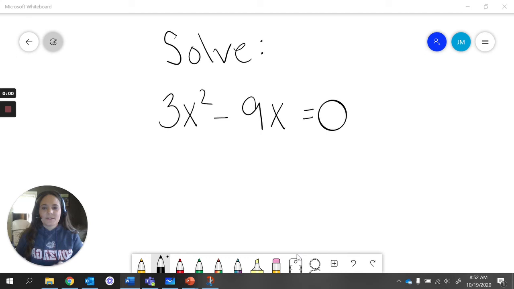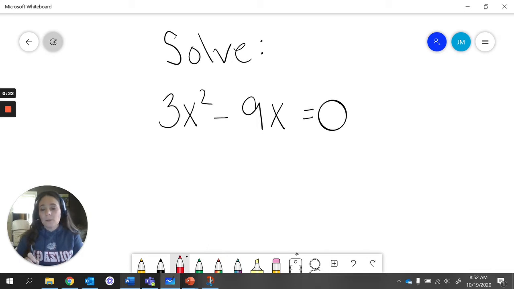So now what we're going to do is solve 3x² − 9x = 0. And this is a quadratic because it has x squared and there's this other x. So you can't just start adding 9x to both sides and doing some crazy stuff. So when you get something like this, first I notice that this equals 0.